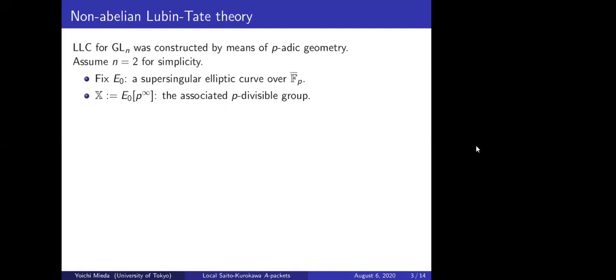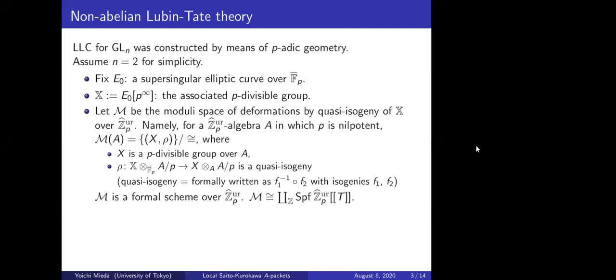And I will consider the moduli of deformations of this p-divisible group. So let M be the moduli space of deformations of X over this ring. This ring is the completion of the maximal unramified extension of Z_p. In other words, this is the ring of Witt vectors with coefficients in this F_p bar. But unlike the usual deformation problem, I will consider the deformations by quasi-isogeny.